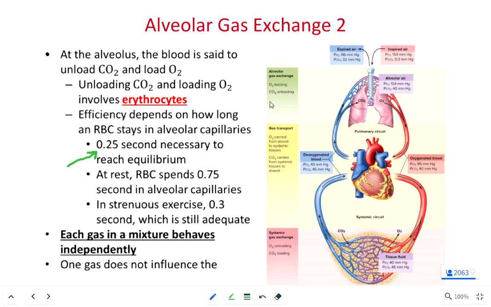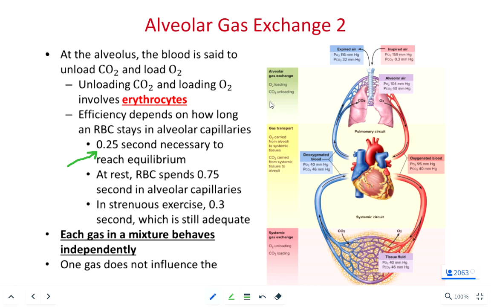So our erythrocytes need to spend a little time in the lungs in order for the gas exchange to occur with our hemoglobin. Now, thankfully, when we're at rest, there's plenty of time. Our erythrocytes spend about 3/4 of a second in the alveolar capillary bed. And then when we're really huffing and pumping and we have an elevated heart rate, they still typically are going to spend over a quarter second.